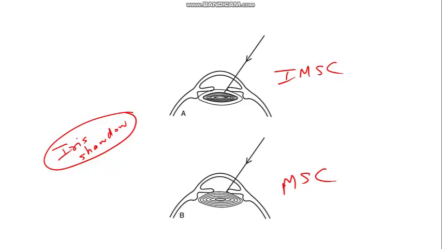So mature senile cataract will not have an iris shadow, while in immature there is a space between the anterior lens capsule and the cataract. So a shadow will be formed there. Okay, so that is the iris shadow, the difference between immature and mature.